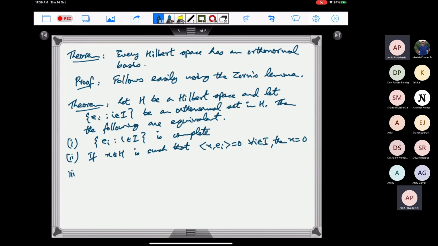Third statement is, for any x, x can be written as summation of x dot e_i e_i.